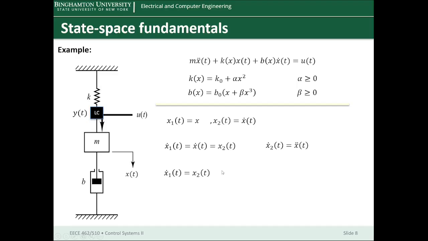So the state equation for the first state is x1 dot equal x2, and the state equation for the second state comes from the mass spring damper equation. If we substitute x double dot equal x2 dot, x dot equal x2, and x equal x1, we obtain the second state space equation, the second state equation.